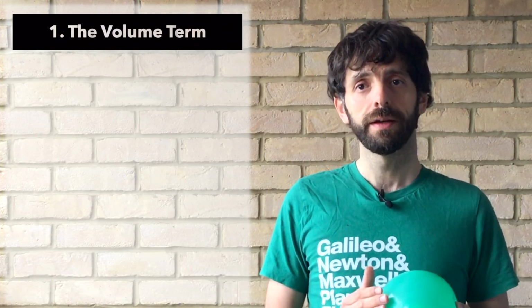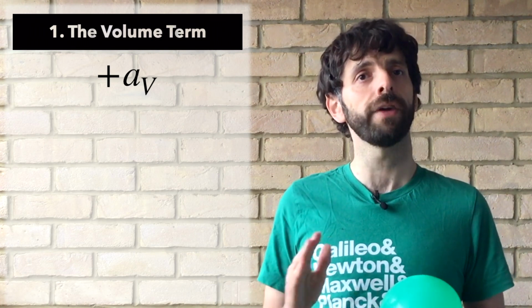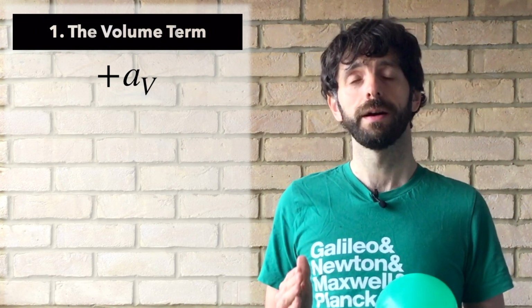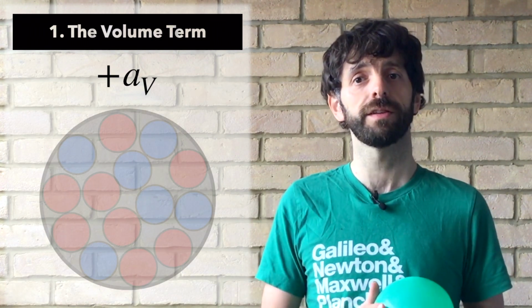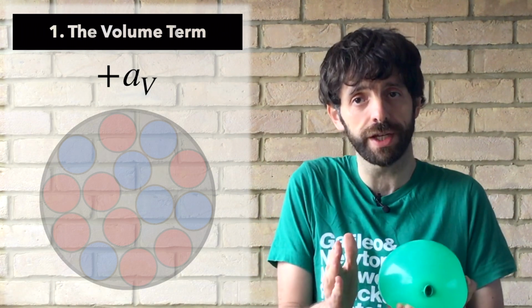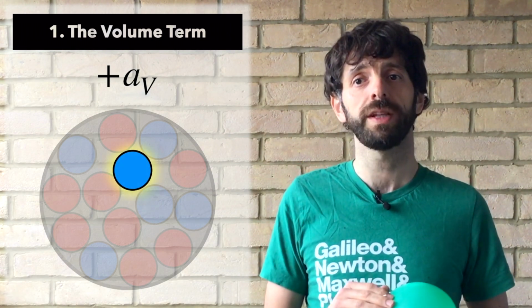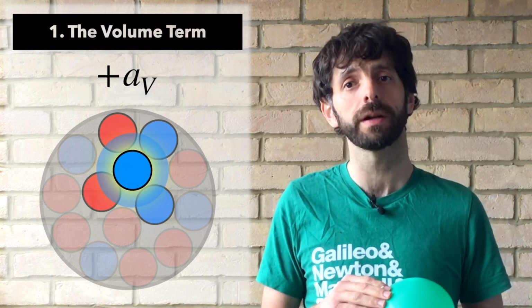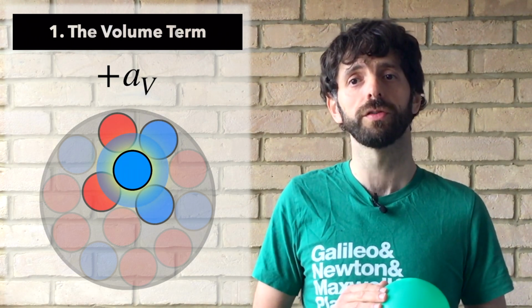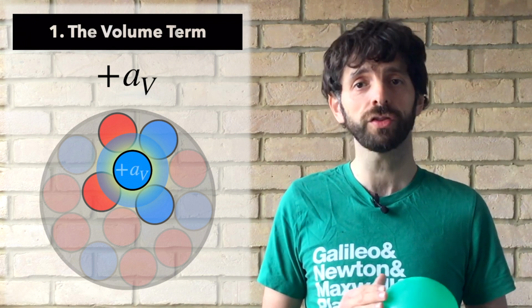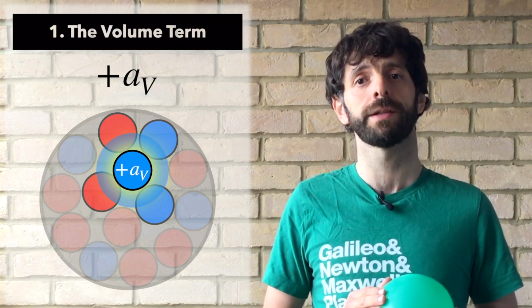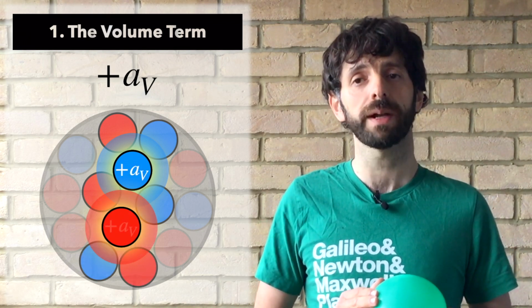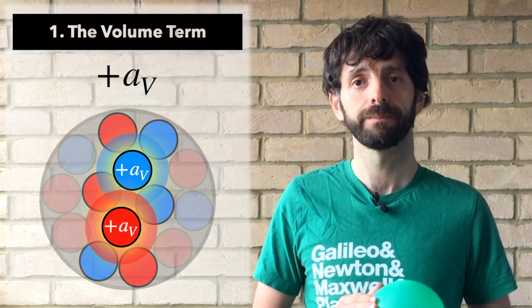The first term is the so-called volume term. It is a constant independent of n, z, or A. The idea behind this term is that the strong nuclear force has a short range, so each neutron or proton inside the nucleus can only interact with a small and constant number of surrounding neutrons and protons. This brings in a constant positive amount to the binding energy measured by the volume parameter AV.